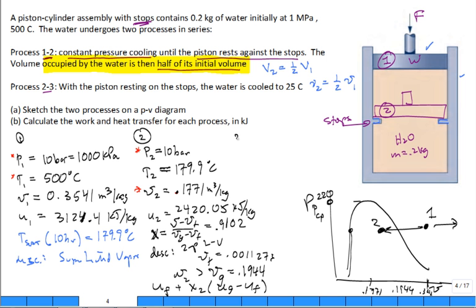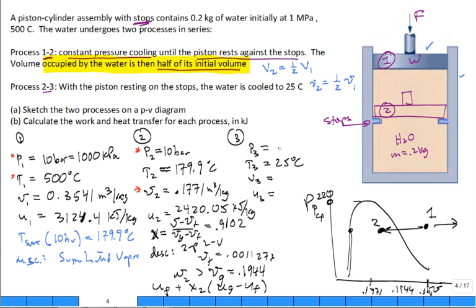Okay. Let's get state 3 now. It says it's cooled until the water's at 25. So let's put P3, T3, V3, and U3. And what about the pressure at 3? Do I know that? How about the temperature at 3? Well, it goes to 25 degrees C. What about V3 or U3?